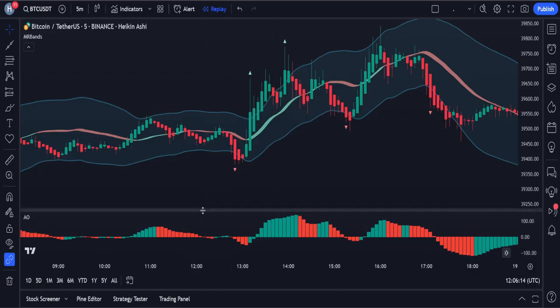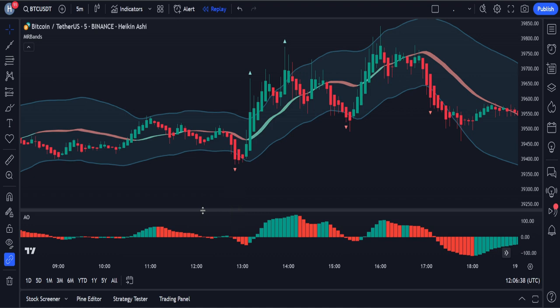So for a buy trade to be valid, first of all, we will wait for our indicator to give us a red triangle, just like it did here. Based on our strategy, this is not a sell signal. We consider it as a buy signal. We see this as an extreme level of the price, and we expect that the price will reverse back inside the bands. So after we get this signal, we will confirm it with the help of the awesome oscillator.